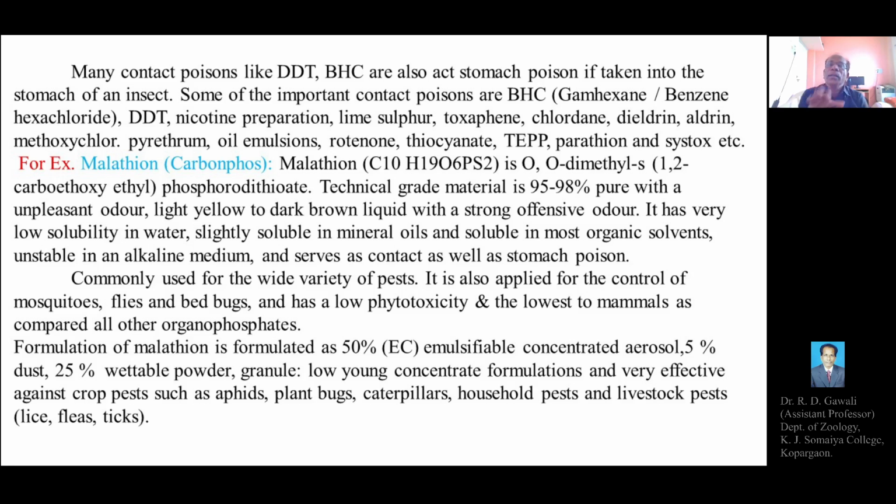These are all examples of contact poisons and can be used for the treatment or control of different types of insect pests. One example is malathion, commonly called carbophos. Malathion has a complex chemical formula, C10H19O6PS2.